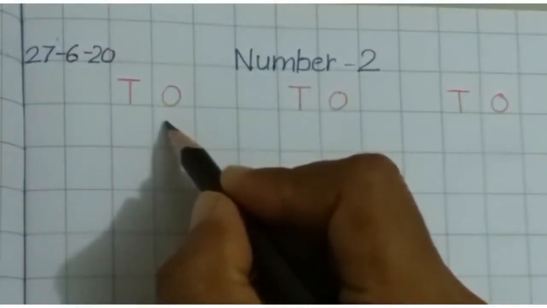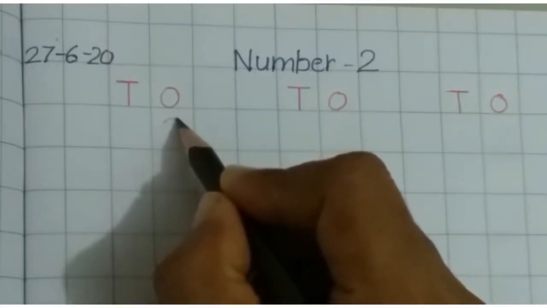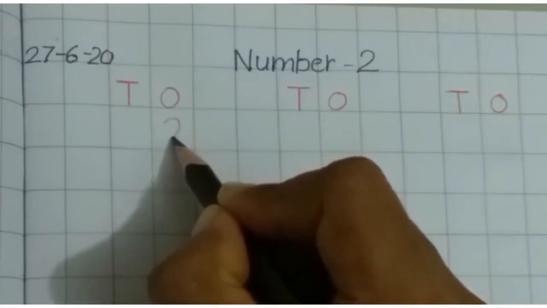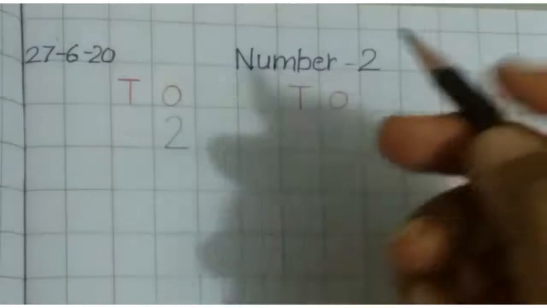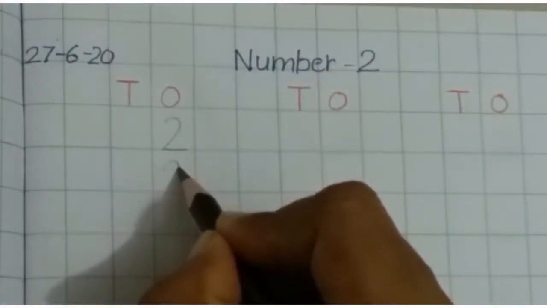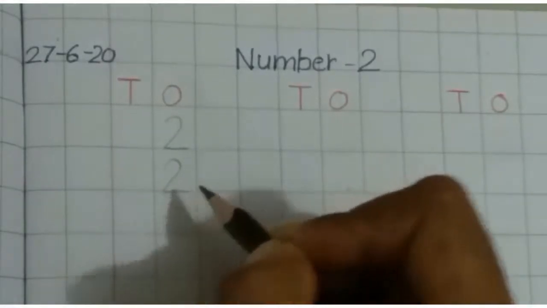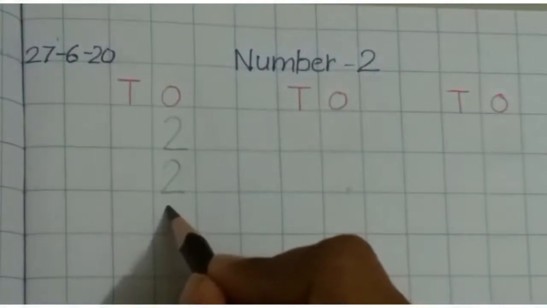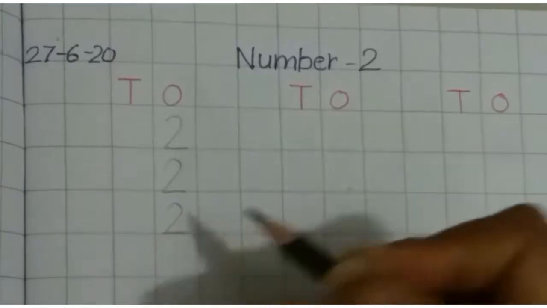First of all, we will put our pencil point slightly below the upper line. Then go up, make a curve. Make a slant line and slipping line. Again, make a curve, make a slant line and slipping line. Curve, slant line, slipping line.